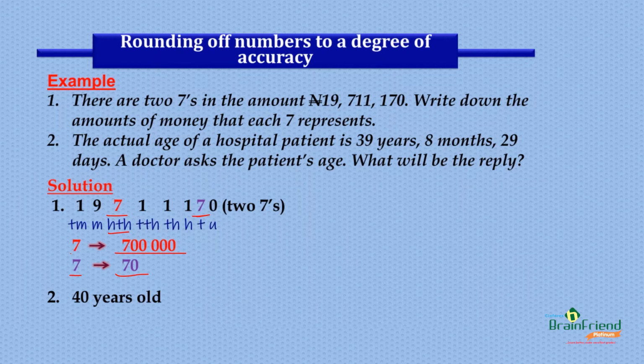Then to the second example, it says the actual age of a hospital patient is 39 years, 8 months, 29 days. A doctor asks the patient's age. What will be the reply? If you look at this question carefully, you'll realize there's no point explaining in detail the number of days and months and all of that. So we can simply say that the patient is 40 years old. And by this, I'm sure you know we rounded up.